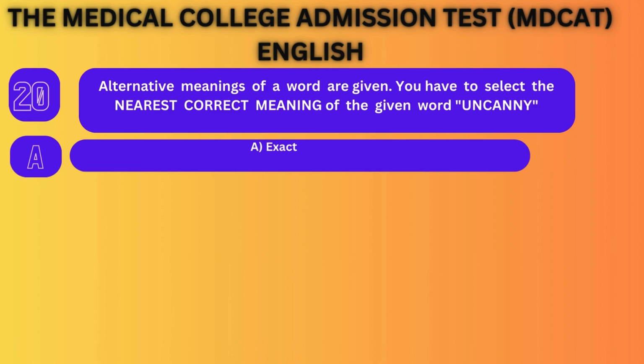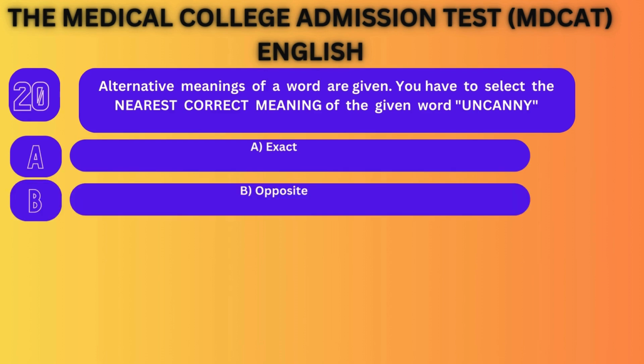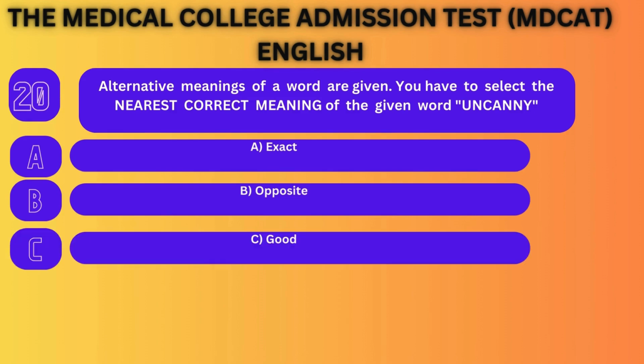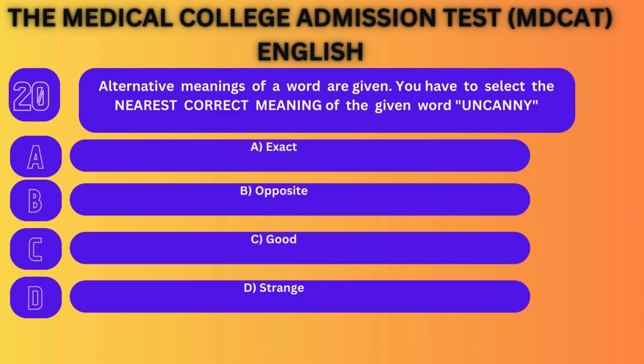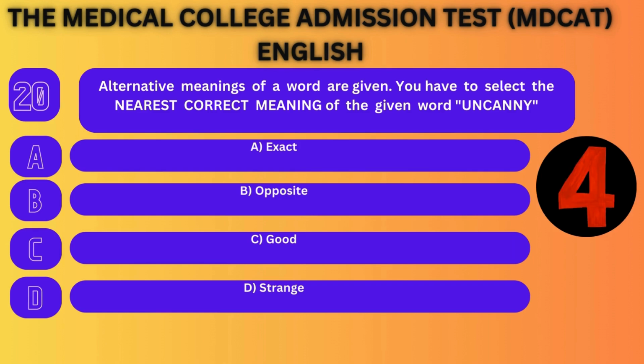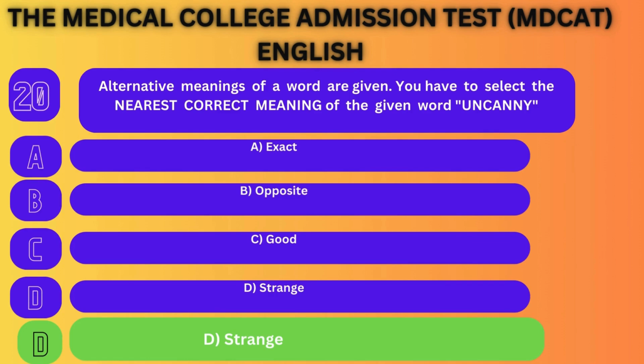Question number 20. Alternative meanings of a word are given. You have to select the nearest correct meaning of the given word, uncanny. Option A, exact. Option B, opposite. Option C, good. Option D, strange. Correct answer is D.